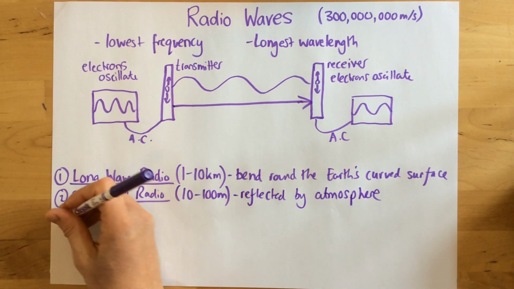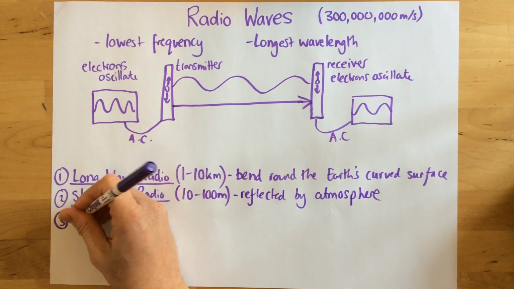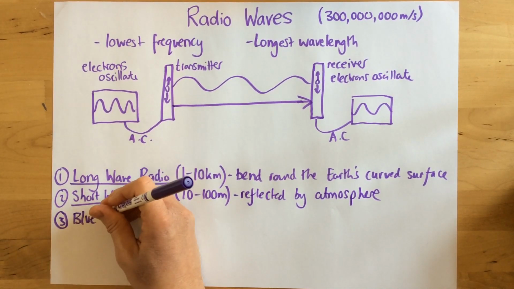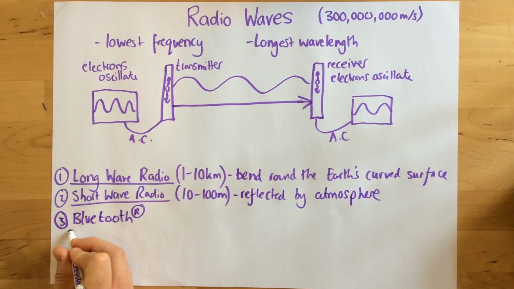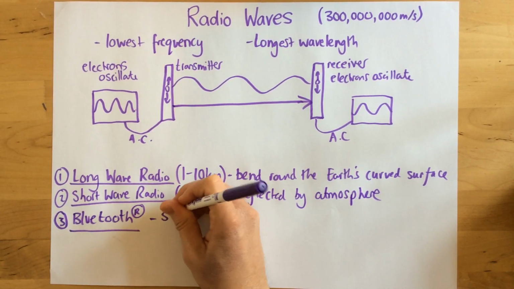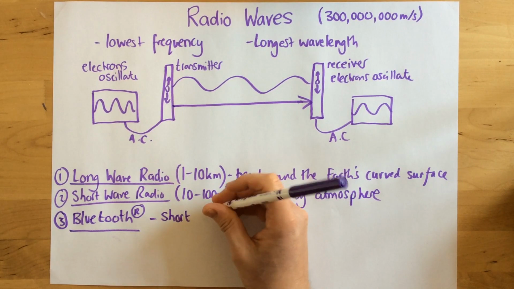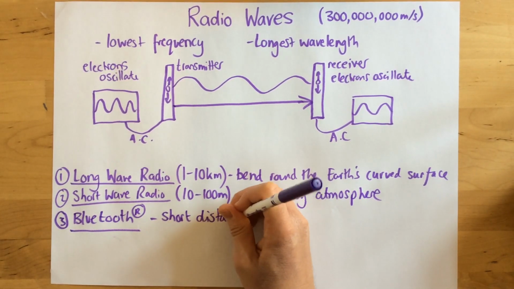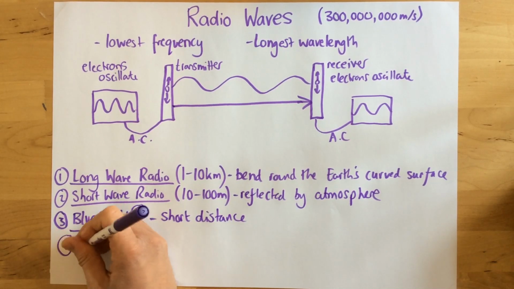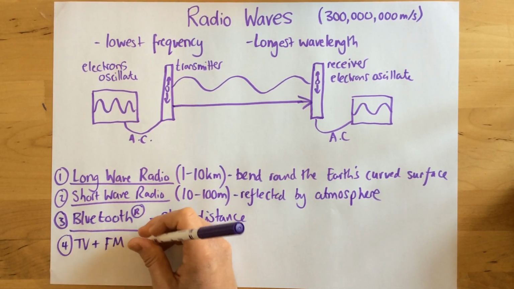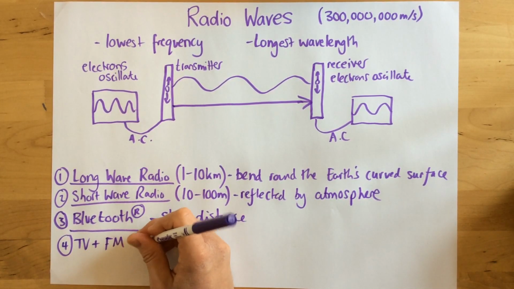In order to transfer data over a very short distance, we can use something called Bluetooth. Now all Bluetooth is used for is transferring data wirelessly over a short distance. Now the final one we're going to look at is TV and FM radio.